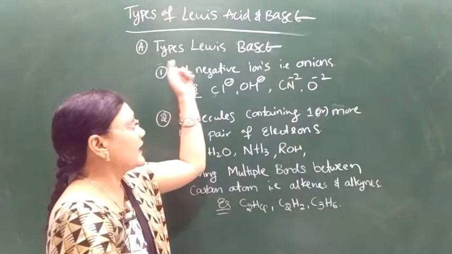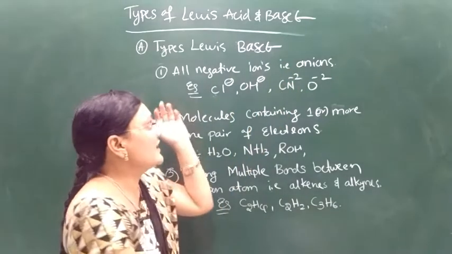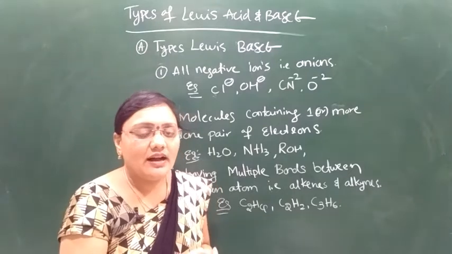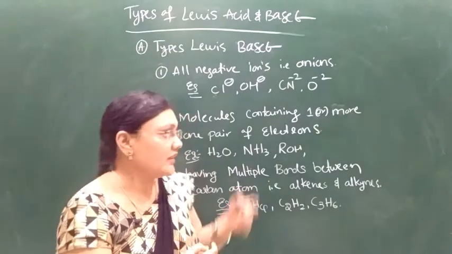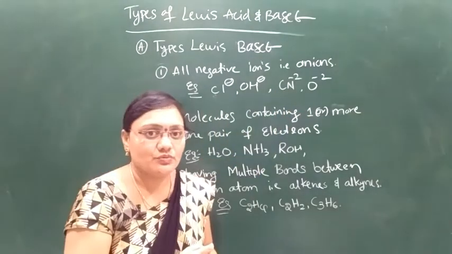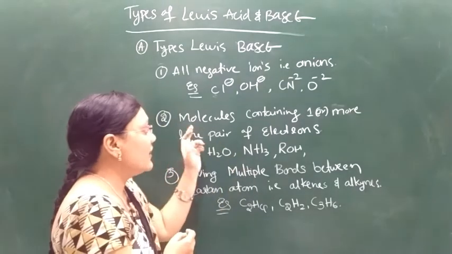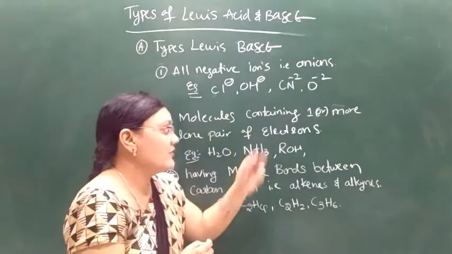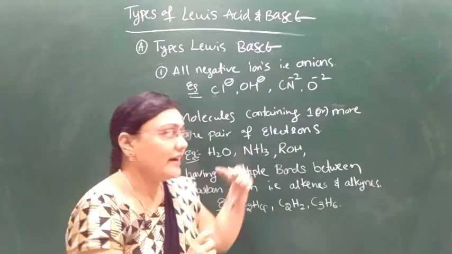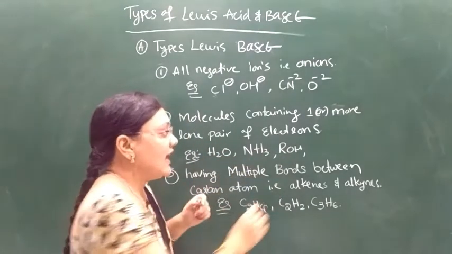Next are the types of Lewis bases. The first one is all negative ions, that is, anions. Examples are Cl-, OH-, cyanide CN-, and O2-. The second type is molecules containing one or more lone pairs of electrons. Examples are H2O, NH3, ROH, and amines also.